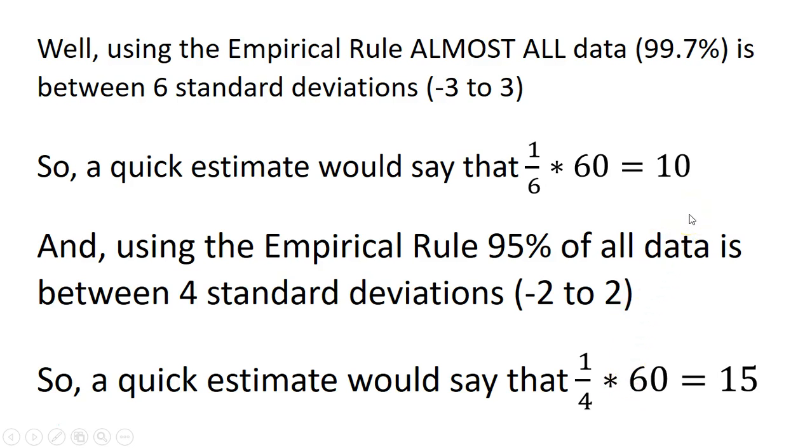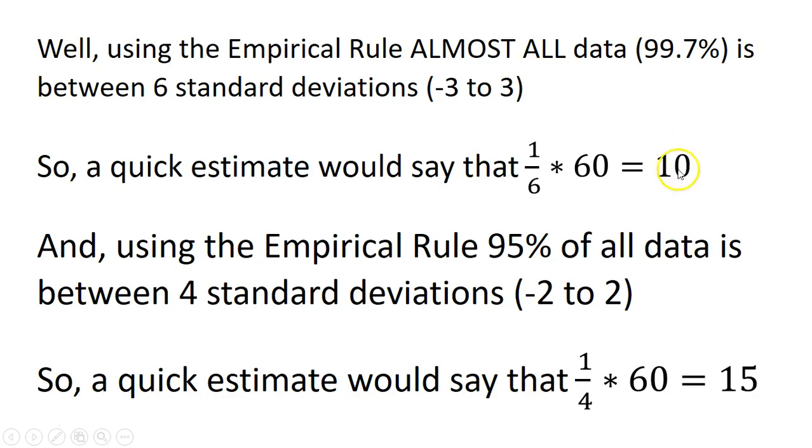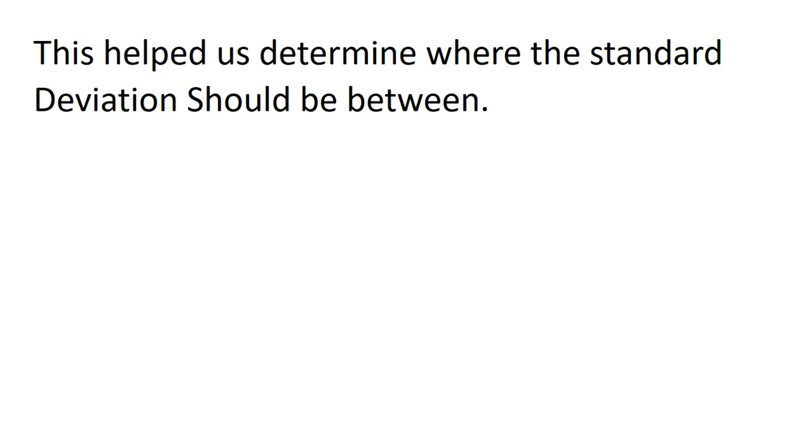So my point is I'm narrowing down what I think each standard deviation should be with a rough estimate. Worst case scenario, best case scenario, in between there. This helps us determine where the standard deviation should be. So I can already tell you that my standard deviation is probably between 10 and 15. Now I know it's still a broad range, but I can at least get a pretty good idea of what my standard deviation should be.